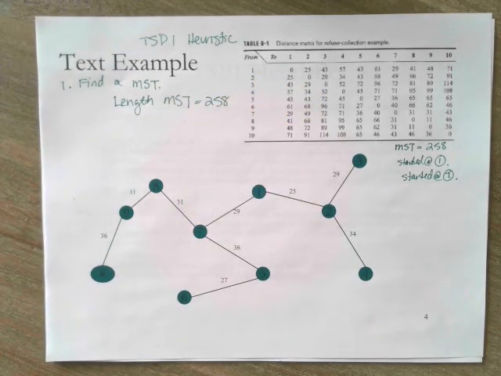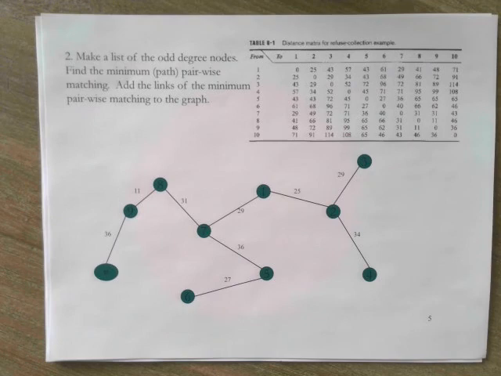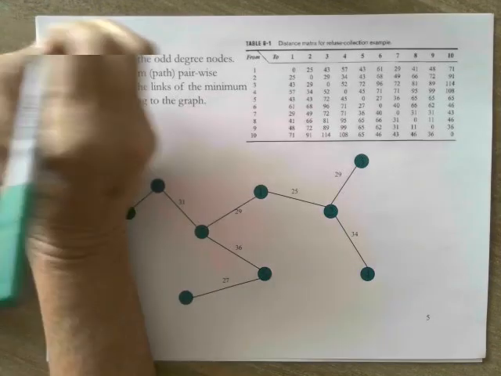Okay, now step 2 says, we're going to make a list of all of our odd-degreed nodes. This is the step that's a little bit complicated and hard to understand when you first read it in the textbook, so I hope to bring some clarity to this. So first we're going to make a list of my odd-degreed nodes. So I'm just going to put them up here.